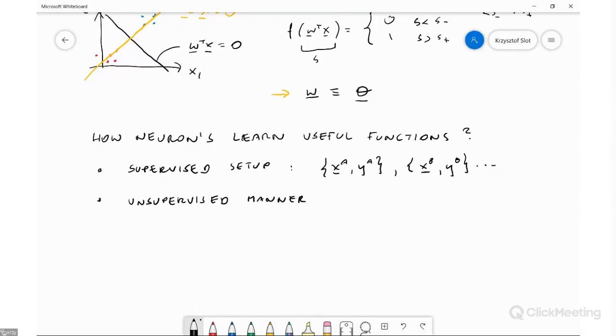So learning useful functions is equivalent to learning weights or parameters, but I will just use the word weights. It can be done in an unsupervised manner, or in some approach that is a mixture of the two. If I would like to train a neuron, or learn a neuron's weights, I have several different possible ways to go. Now we'll be talking about this supervised setup.